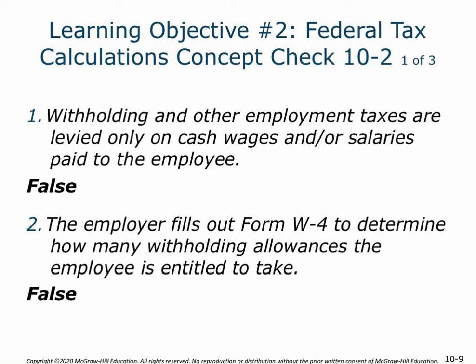So let's take a look at our first concept check for this learning objective. Withholding and other employment taxes are levied only on cash wages and or salaries paid to the employee. That is false. Concept check 2 here. The employer fills out Form W-4 to determine how many withholding allowances the employee is entitled to take. That is also false. It's going to be the employee that completes that W-4 and submits it to determine, to some extent, the amount of withholding that they want.